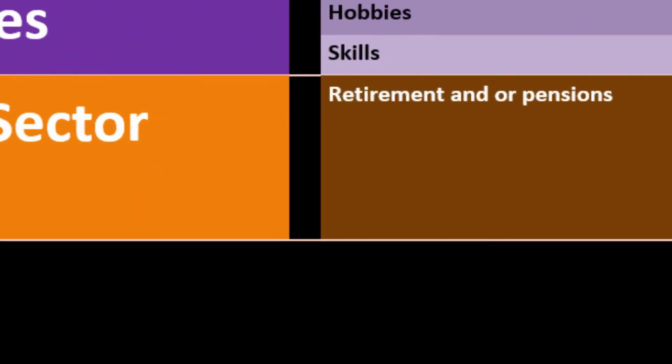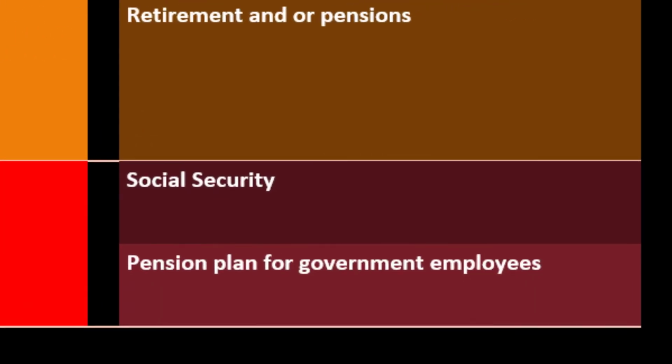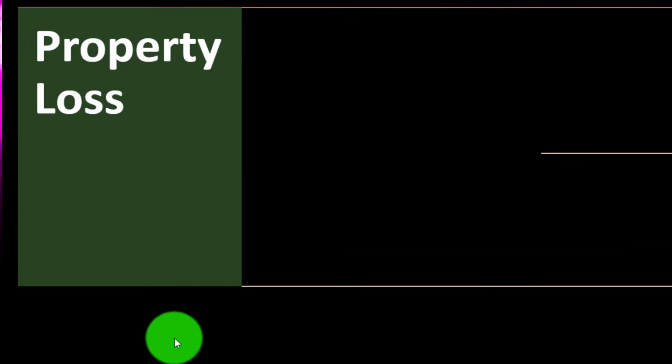We would like to have the savings, the investments, hobbies, and skills planned out for retirement. The private sector could have retirement and/or pensions. And on the public sector, Social Security and pension plans for government employees. We've got the property loss.